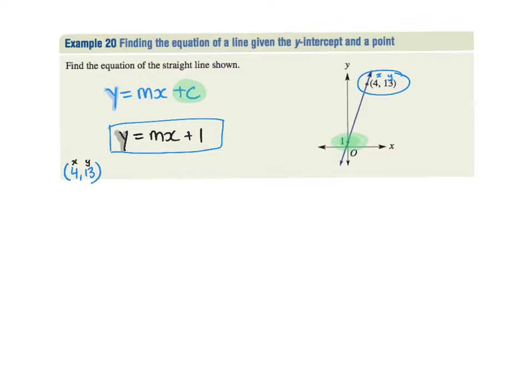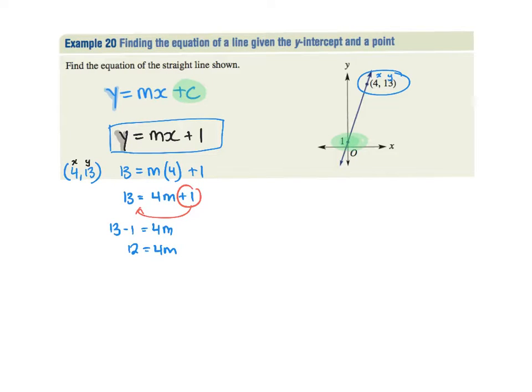So every time I see y, I'm going to put 13 equals m, and every time I see x, I put a 4, plus 1. Okay? So this is one way of doing it, and I'll show you the other way in a minute. So I've got 13 equals 4m plus 1. If I bring this 1 over here, what will that do? Good, so 13 minus 1 equals 4m. So I've got 12 equals 4m.